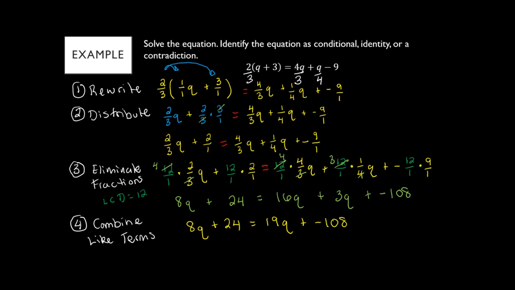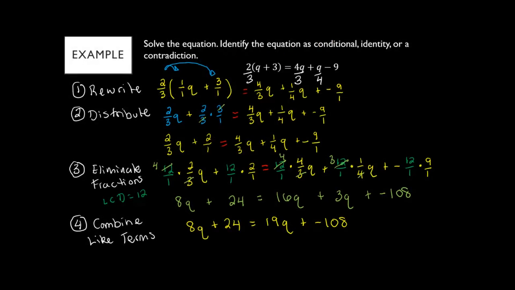So now that we're here, I can look at this and I know for sure that I'm going to get a solution. It's probably going to be a fraction. It's probably going to be gross because I made up these fractions in order to do a fraction problem. But there will be a solution because I've got 8q and 19q. They're not going to cancel out. So now we need to actually do the solving process, which I have to go on to my next slide.